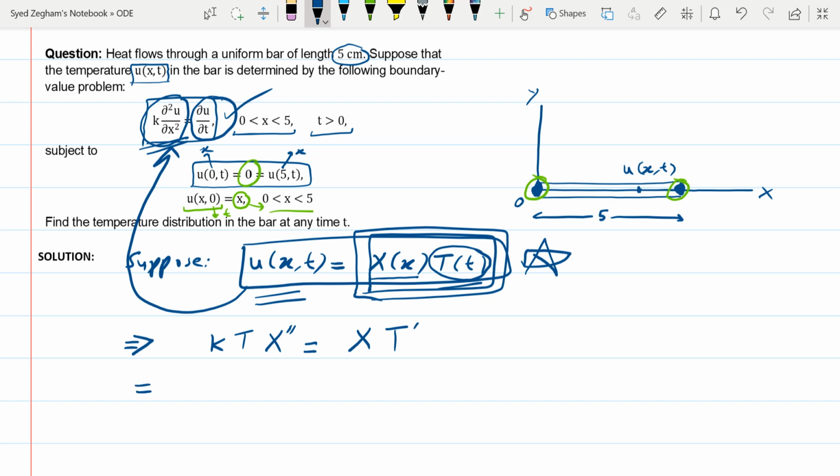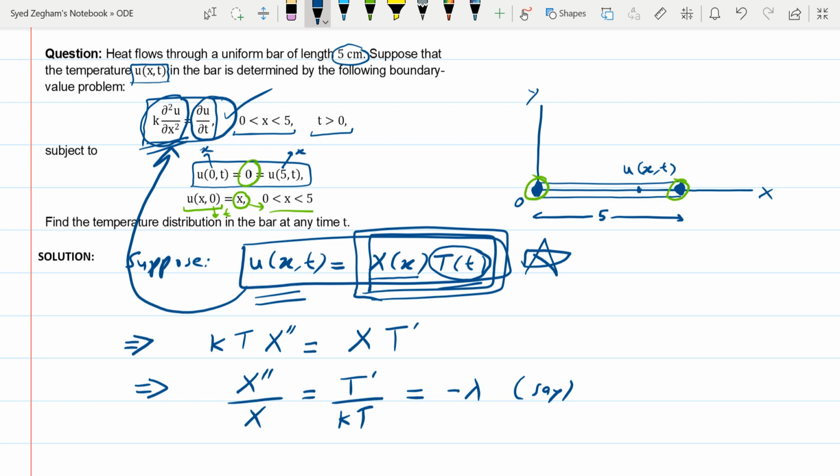Now, how can I write this? I can separate all x on one side and I can shift all t on the other side. No problem in doing that. And now, after doing this, let us say that this ratio is equal to some minus lambda, suppose. Okay.